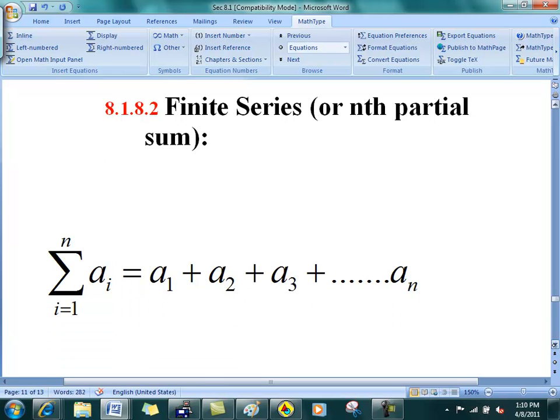Why is this called a finite series? Because it's an n instead of infinity. In other words, n is some number. You've got a finite number of numbers. Yeah, you can think of it that way.